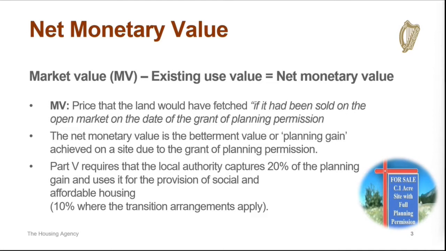Part 5 requires that the local authority captures 20% of this planning gain and uses it for the provision of social and affordable housing. Under the transition arrangements, which are covered in Section 96(3)(j) of the Act, a 10% Part 5 requirement will apply.